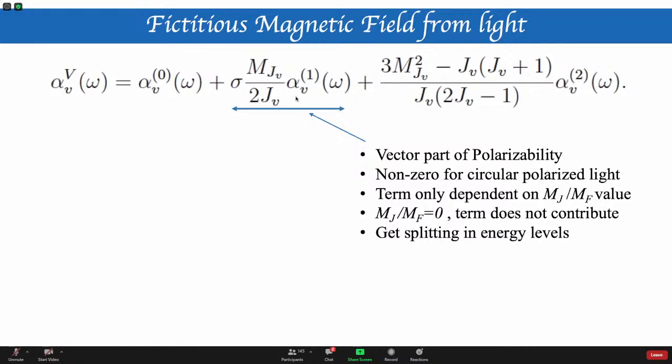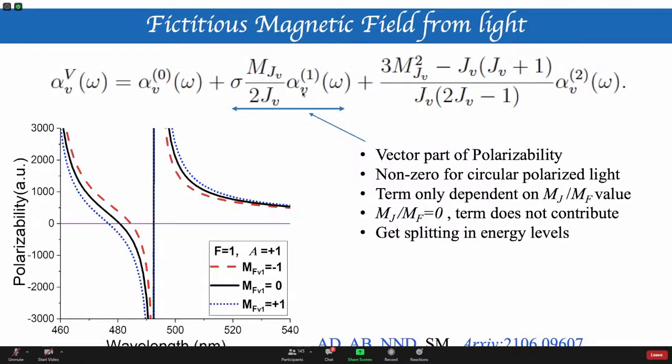And this term highly depends on the non-zero values of the mj. Or if you want to convert it in terms of hyperfine level, you will have to multiply the factor and get the corrections. So you will have an MF level. For a particular MF level, if it is non-zero, this term will contribute. If this MF is 0, then what will happen? This term will not contribute.